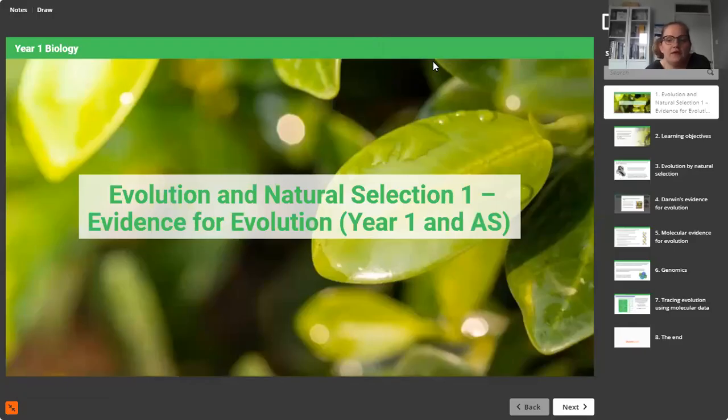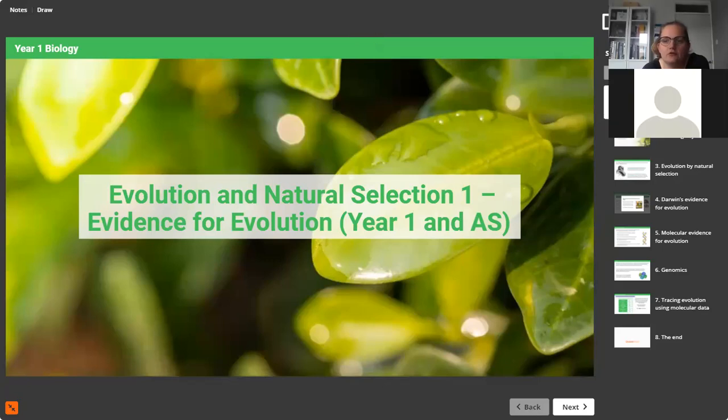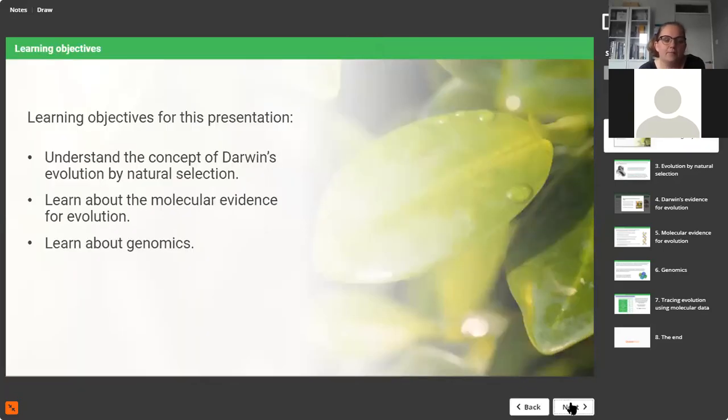Okay, so that's where we're going to pick up from, where we got to just before the summer. The last little bit for year 12 is this evolution and natural selection topic. It's quite a short topic, but basically what we're going to look at is the concept of Darwin's evolution by natural selection, and molecular evidence for evolution.